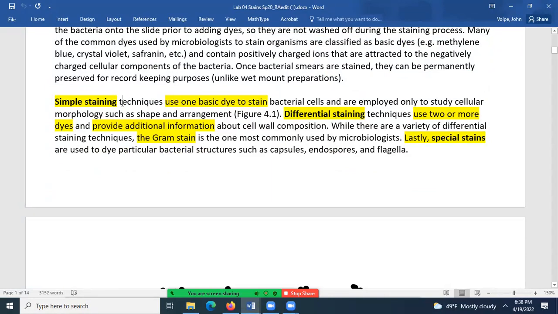Like when you use a simple stain, all the cells will be stained one color. If you use a differential stain, depending on what the cells are, you can get the cells to stain differently, meaning a different color. The Gram stain is the primary differential stain we'll talk about. And then lastly, there are special stains, and they're used to look at special structures and cells.